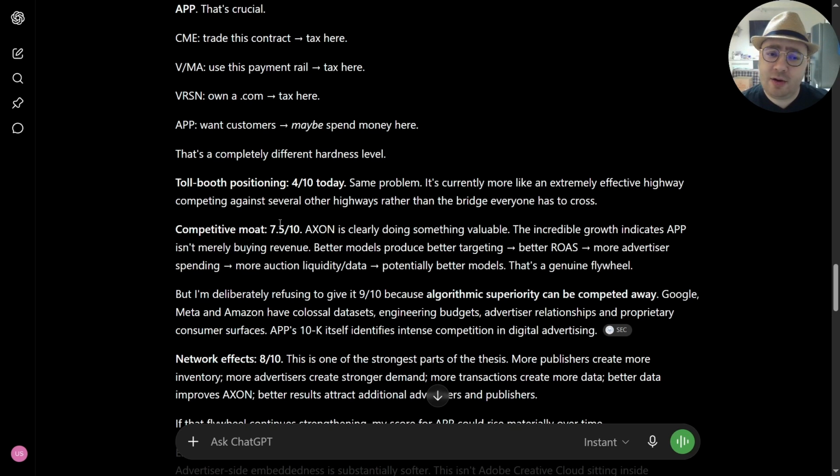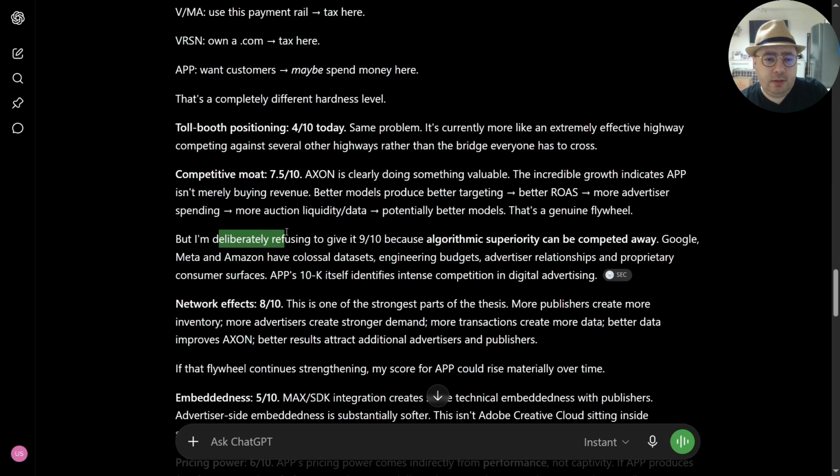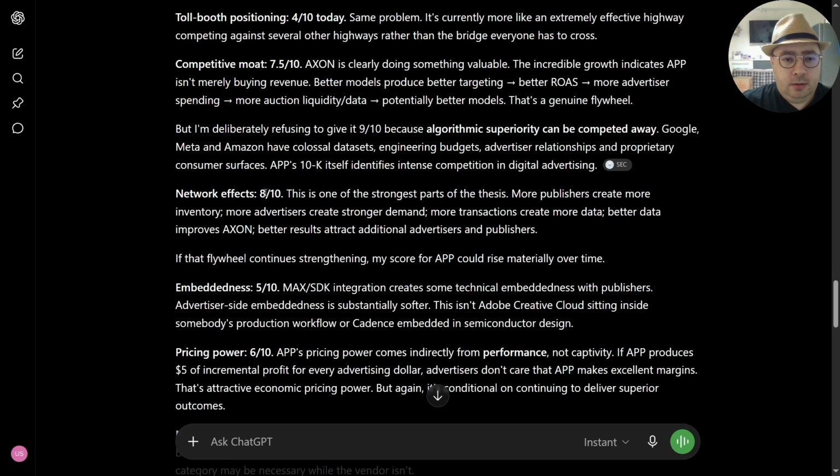So competitive moat, 7 out of 10. Kind of doubt this is true. I'm gonna do some more research. But yes, it is clearly doing something valuable because the margins and the numbers are just very, very good. They have proprietary models that can produce better targeting. So I'm deliberately refusing to give it 9 out of 10. Okay, that can be competed away. Of course, Google can just come with a better model and some better algorithm. It's not like it couldn't be attacked or competed against.